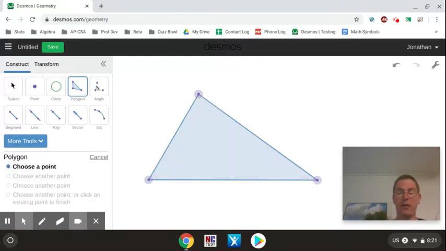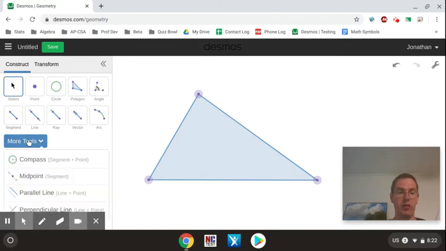You could, of course, make as many points as you want, and you'll know the polygon's done when you click on your starting point. So once I have this triangle, I'm going to need the median of a triangle. Now, the median of a triangle is the line that goes from a vertex to a midpoint. So to be able to get the median, I'm going to go to More Tools, and I want to find the midpoint.